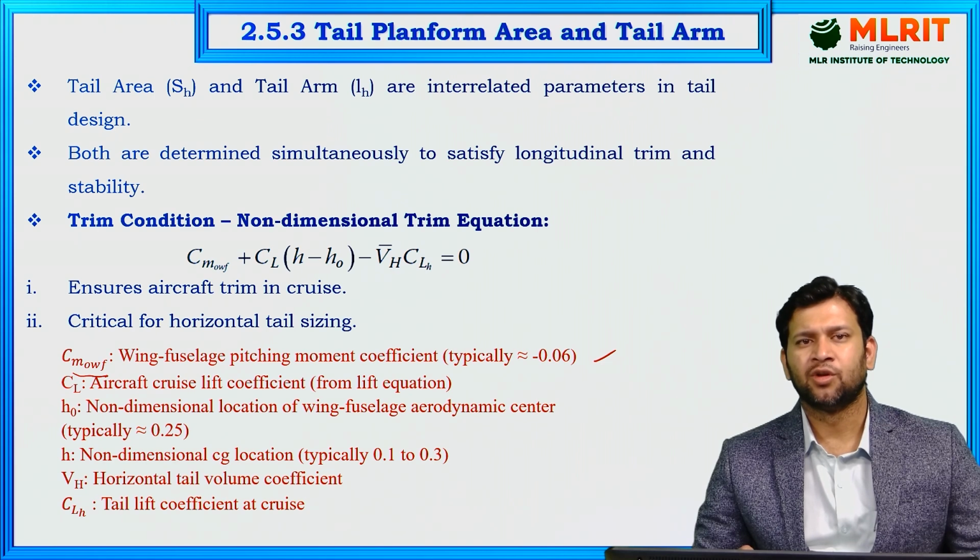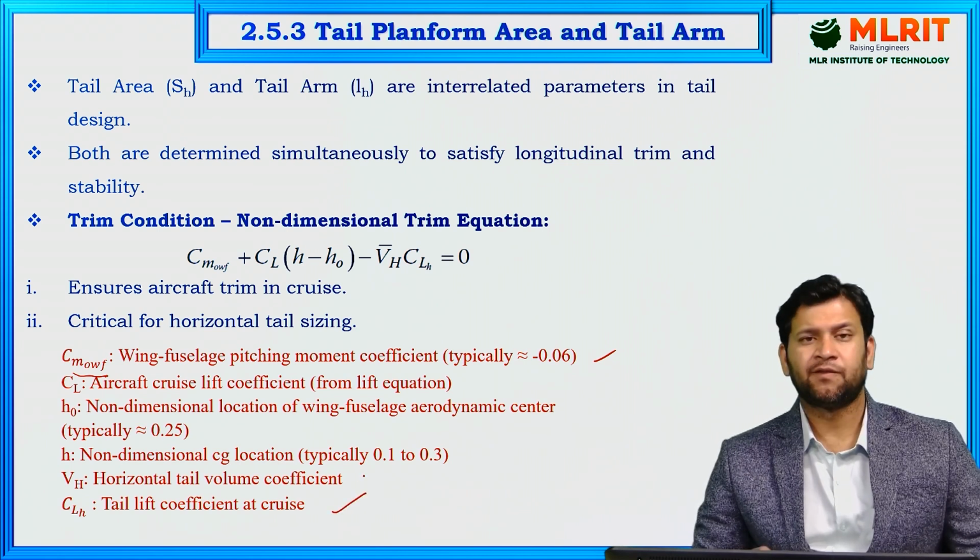H0 is the non-dimensional location of the wing fuselage aerodynamic center, which is typically 0.25. H is the non-dimensional CG, which varies between 0.1 to 0.3. VH is the horizontal tail volume coefficient. CLH is the tail lift coefficient at cruise.